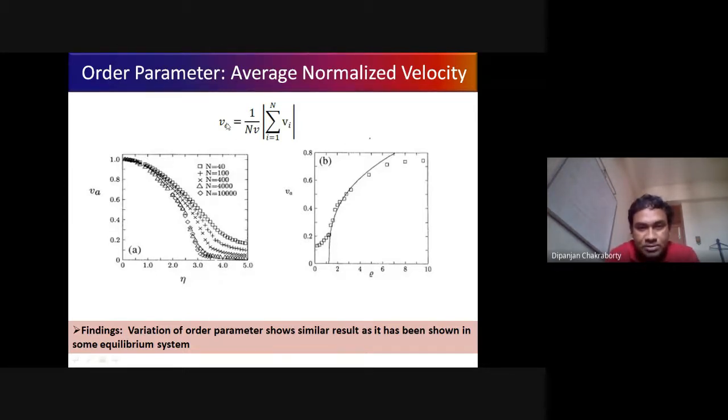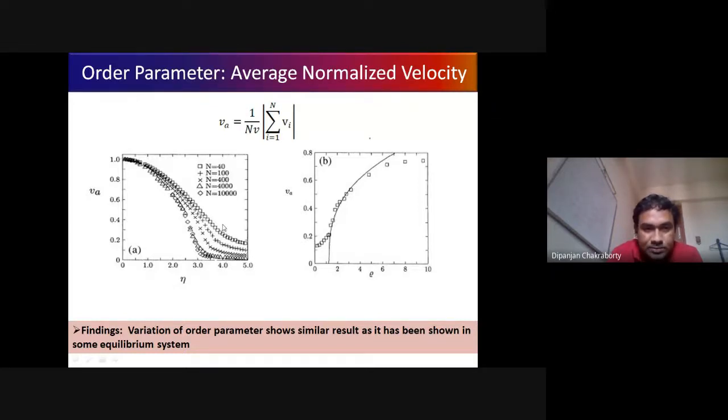If we fix the densities, as in this plot, and vary the noise strength, here we will see a kinetic transition from higher density to the lower density.